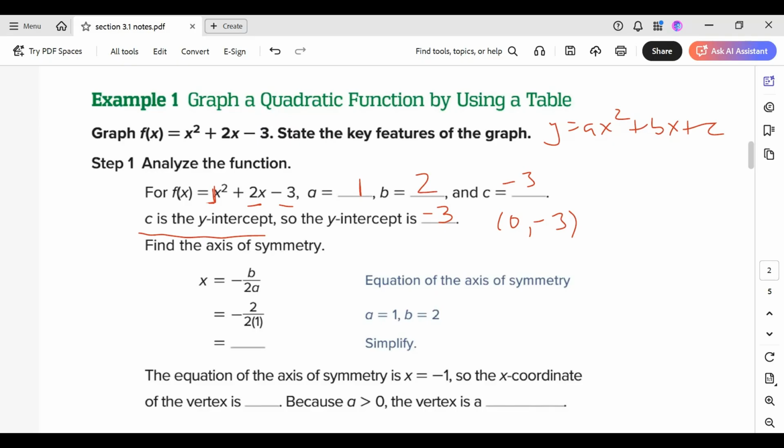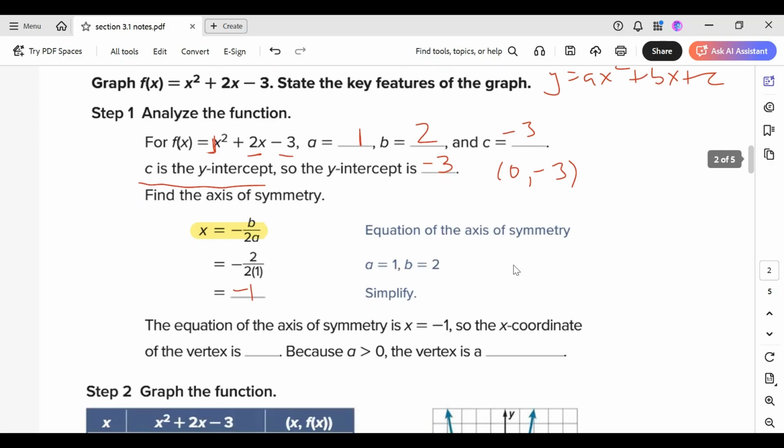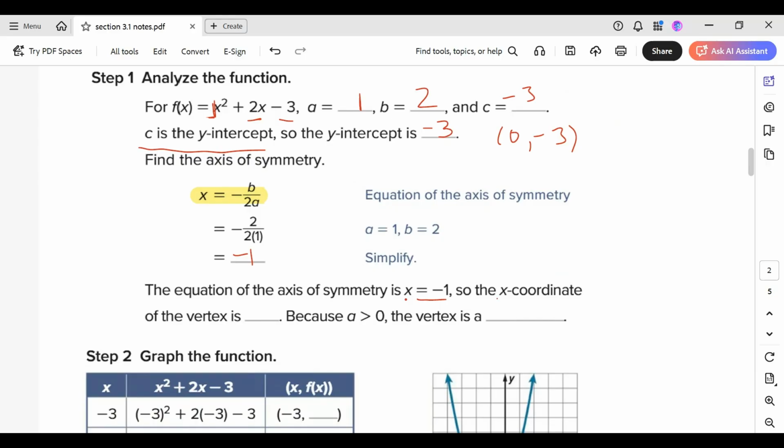To find the axis of symmetry, where our equation is going to split in half, we're going to use the standard form for the axis of symmetry equation, which says x equals negative b over 2a. So negative b is negative 2, 2 times the a value, which is 1, so negative 2 divided by 2 makes it negative 1. So our axis of symmetry is x equal to negative 1, which is also the x coordinate of the vertex. Since a is greater than 0, the vertex is a minimum.